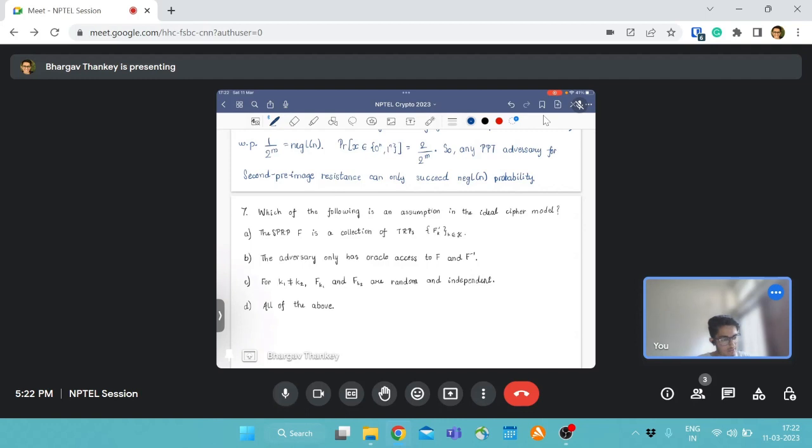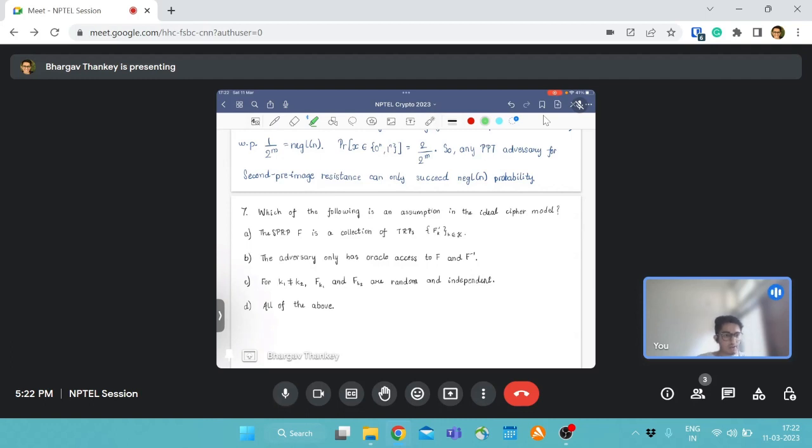Okay, so let's go over these options one by one. What is SPRP? Strongly pseudo-random permutation. The first option: the SPRP F is a collection of TRPs, totally random permutations. This is true. This is one of the assumptions of the ideal cipher model. The adversary only has oracle access to F and F inverse.